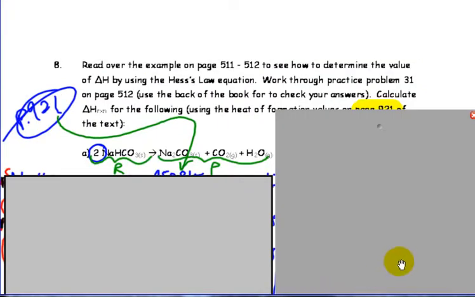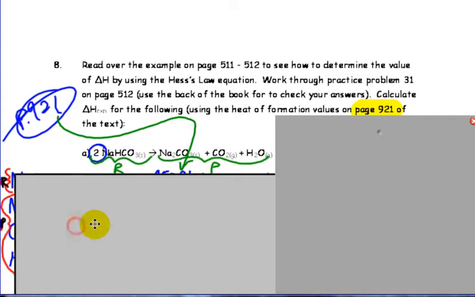Okay, so going through an example here, we have this one. Sodium bicarbonate breaking down into sodium carbonate, carbon dioxide gas, and water. So this represents baking soda when it is used in cooking. And what we try to get out of that, of course, is the carbon dioxide gas.